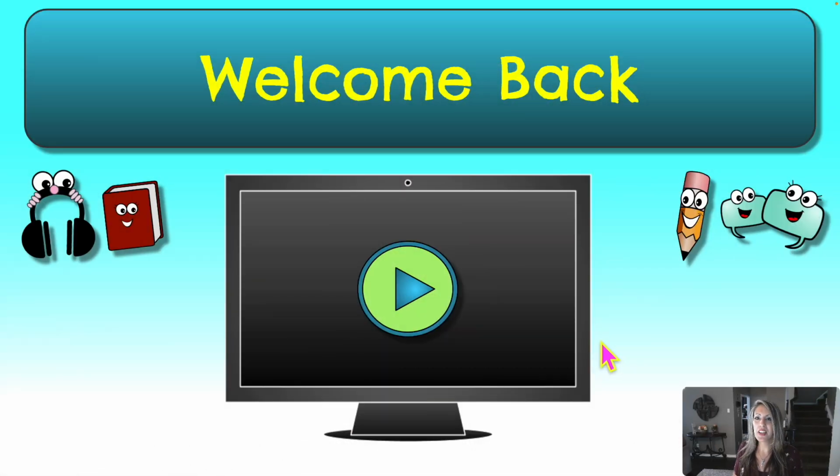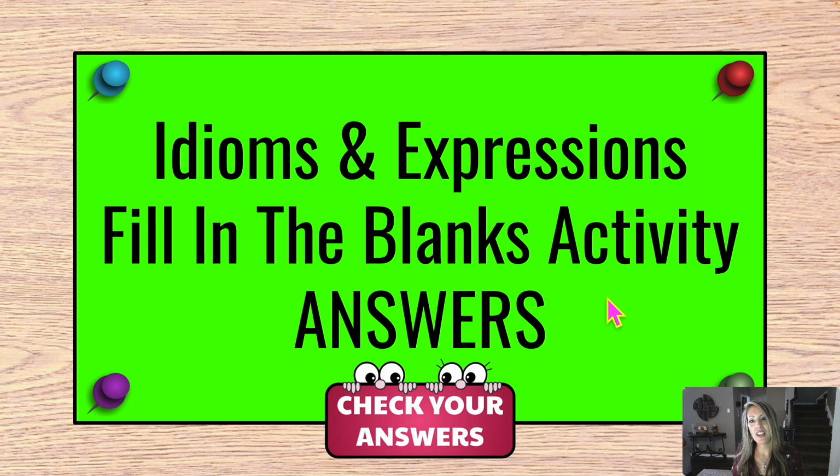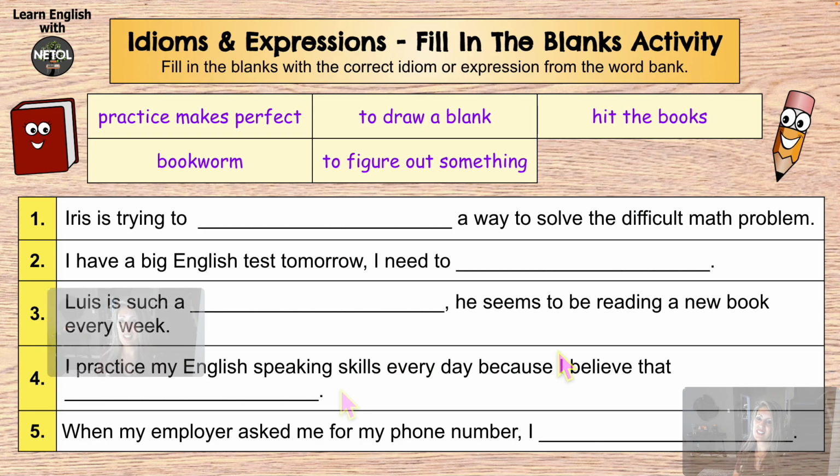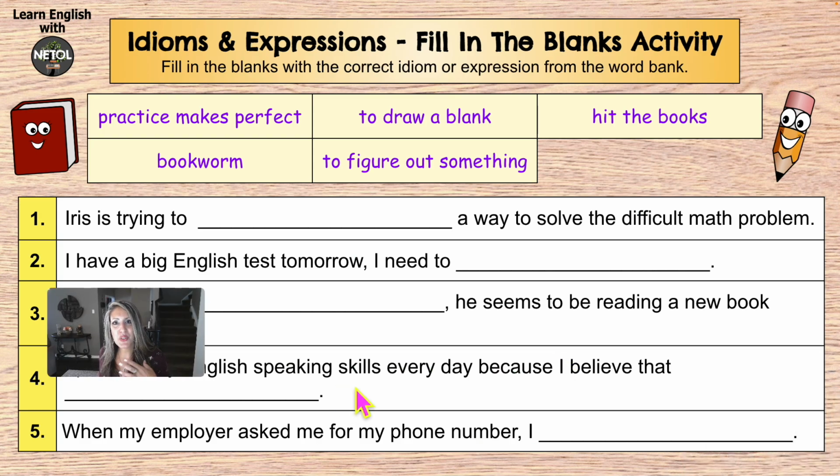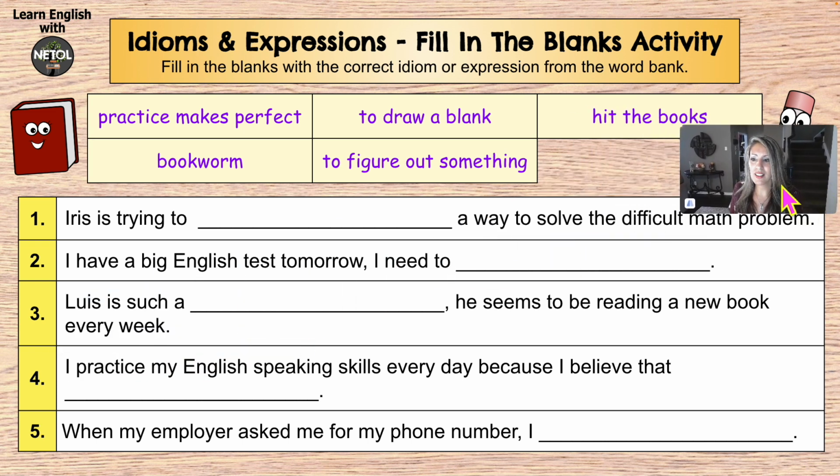Welcome back. We are going to take up our answers. You can compare your answers to my answers. Let's have a look at the sentences and which idiom or expression belongs with each sentence. Let's now compare my answers to your answers. We already did number 1 together. So number 1, Iris is trying to figure out a way to solve a difficult math problem.